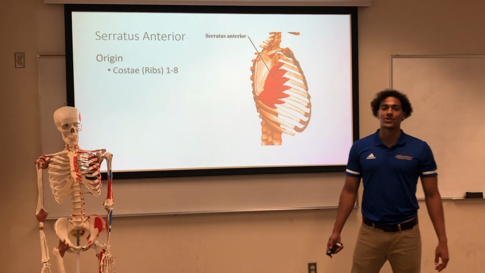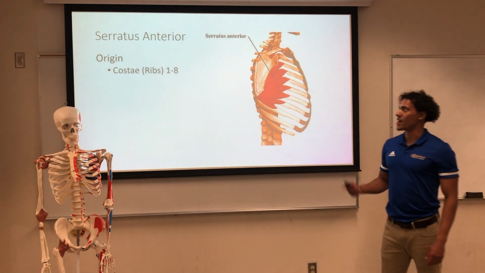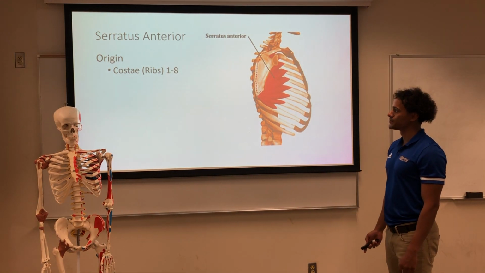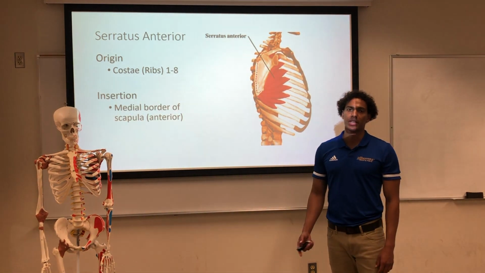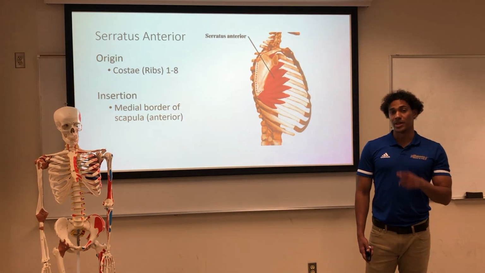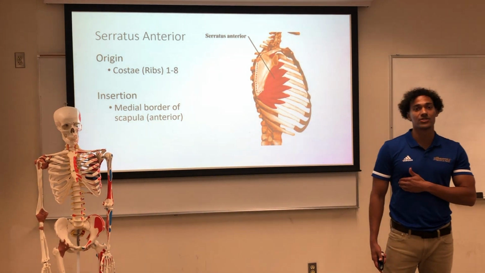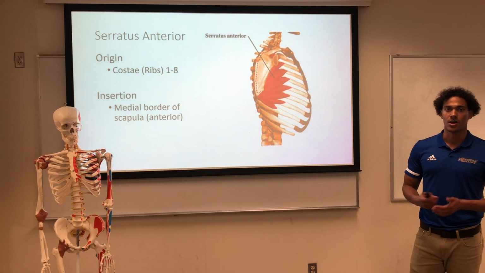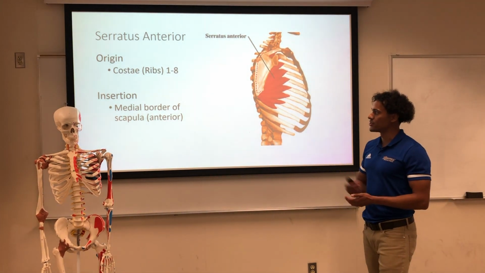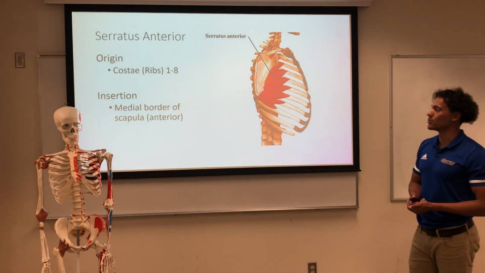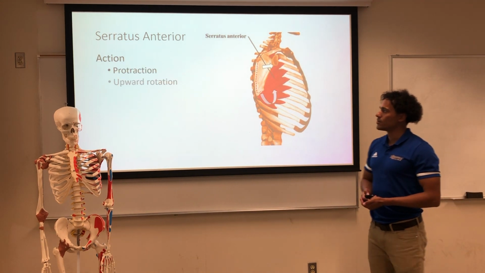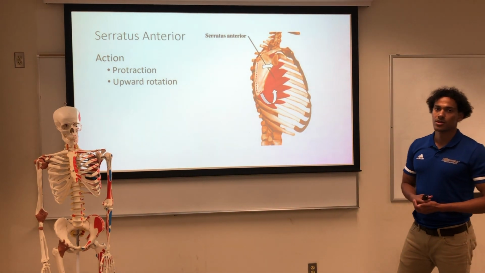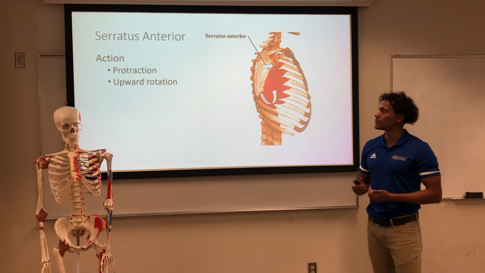Now moving on to our anterior muscles. First one, serratus anterior. This one's going to originate on costae 1 through 8, inserting on the medial border of the scapula. Big important fact here, this is going to be anterior, different from your rhomboids, which insert posteriorly on that medial border. Serratus anterior is going to be the anterior medial border. This is our prime mover for protraction, also a synergist to the trapezius for upward rotation.